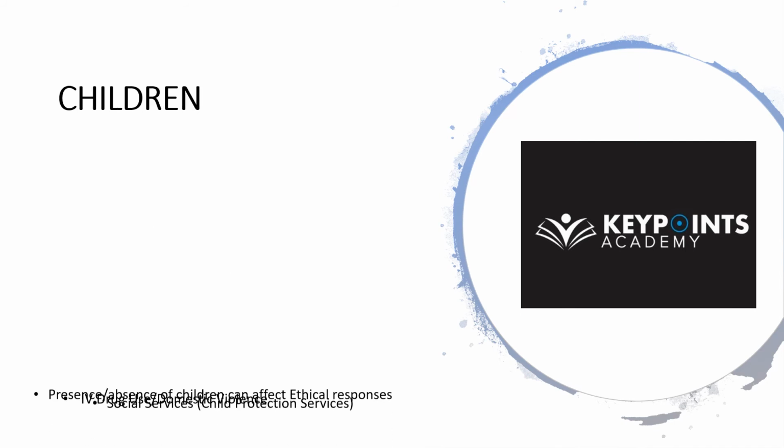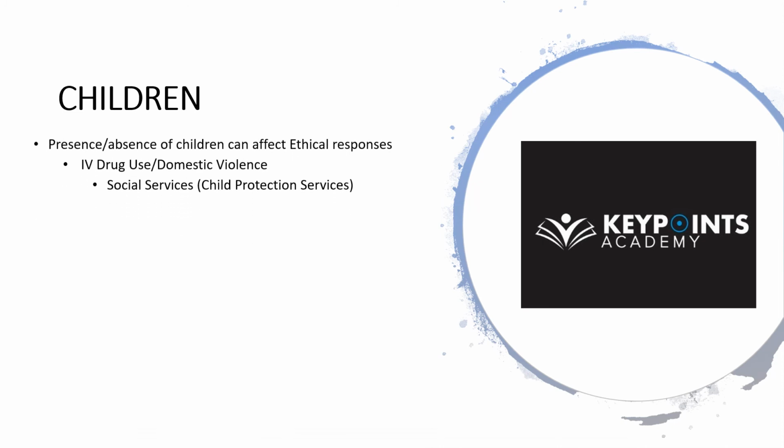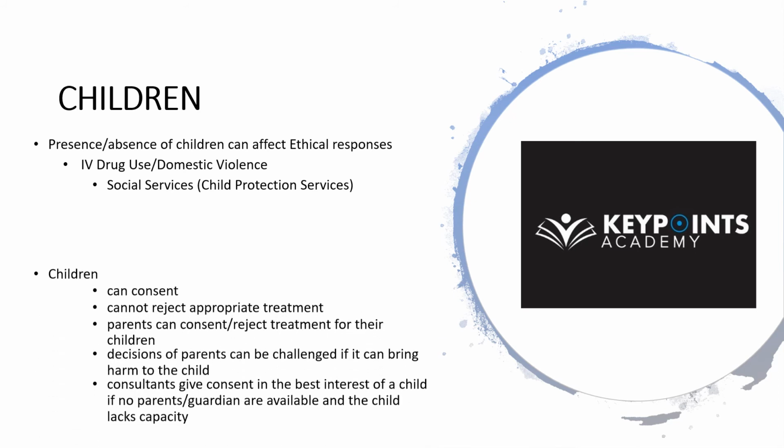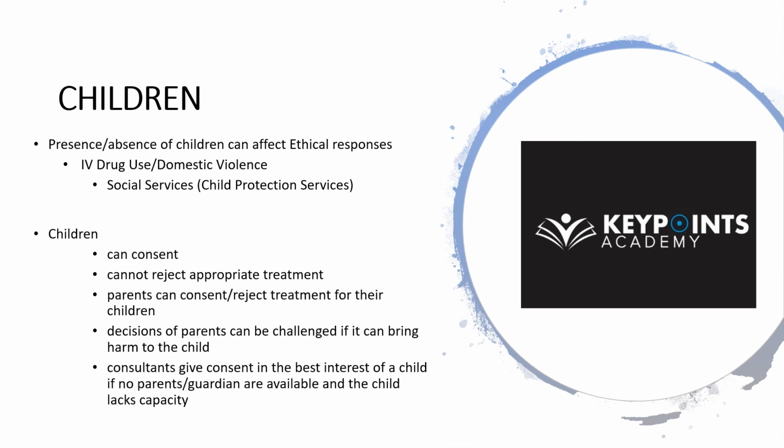Now, special considerations when it comes to children. In IV drug use or in domestic violence, just like I just explained, if there are children involved, you must call the social services to assess and be sure that those children are safe. Children themselves can give consent, of course, but they cannot reject appropriate treatment, just like we mentioned earlier. So parents can consent or reject treatment for their children, but the children can only give consent but cannot reject appropriate treatment. But their parents can do both.